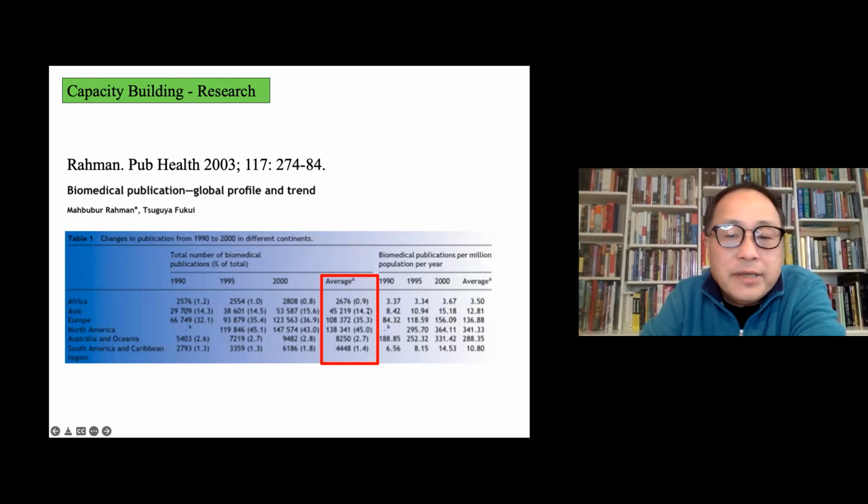The last topic I'm going to present here is the idea of research capacity building through medical education. Here's a paper looking at the percent of biomedical publications that come from different parts of the world, with Africa, Asia, Europe, and so forth. If you look, the highest percentage of the literature comes from North America, followed by Europe. About 80% of the world literature comes from Europe or North America. And if you look at Africa, less than 1% of the publications come from this part of the world. Why is that a problem?